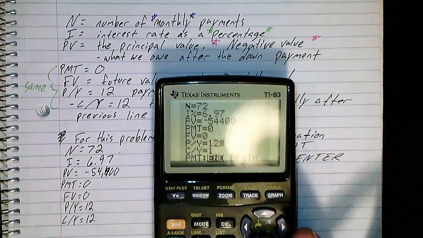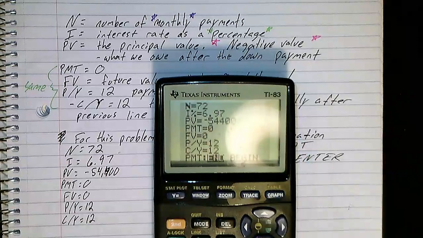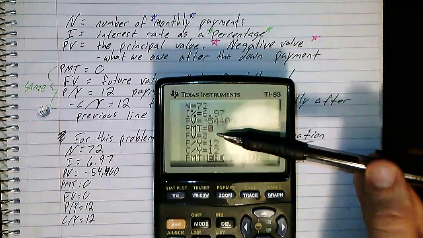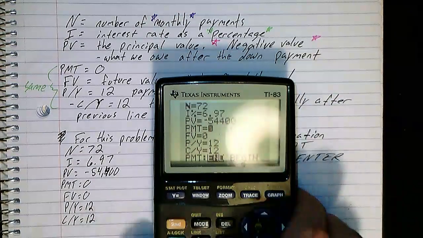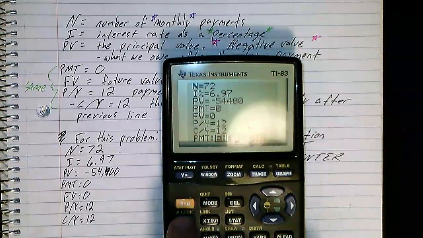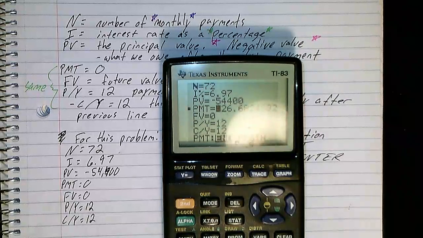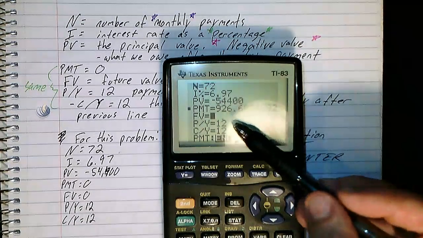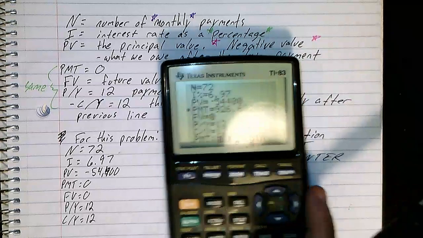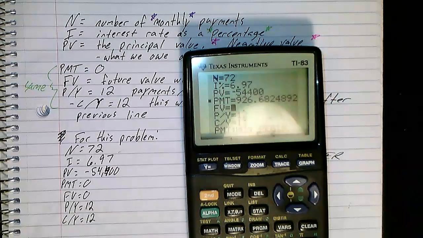We make P/Y 12, and you'll see as I move the cursor down, it fills in C/Y automatically. We want to calculate PMT, the monthly payment. So I move my cursor up to payment, and then I'm going to hit this alpha key and enter. Alpha, enter. And there is our monthly payment of $926.68. Watch your rounding because this is always to the cent, which is your second decimal.